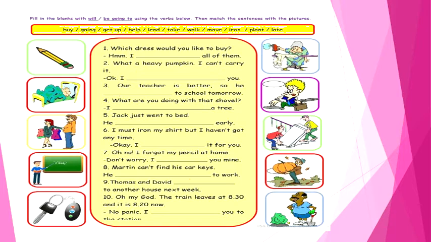Yes, so let me share the answers with you. Number 1, which dress would you like to buy? Now we have the verb buy here. So it should be I. Yes, when we put the choice, we can say I will buy all of them. Alright? Yes. Next. What a heavy pumpkin. I can't carry it. Okay, what do we have in it? Yes.